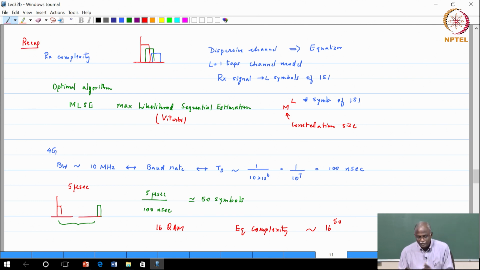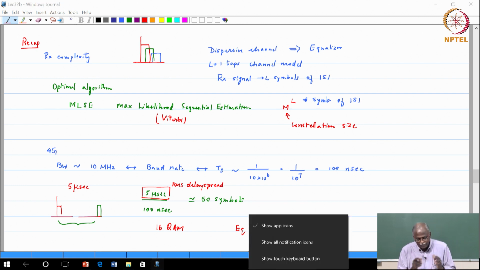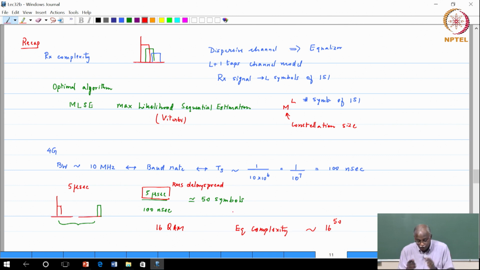So yeah, we said that typically in a practical channel, this 5 microseconds is actually a very practical number. Many measured wireless channels have an RMS delay spread of roughly the order of 5 microseconds. That is why we are using that number. And if I use a 10 megahertz signal, that means my baud rate is approximately 10 million, which means my symbol duration is 100 nanoseconds. It came out to be 50 symbols of ISI.